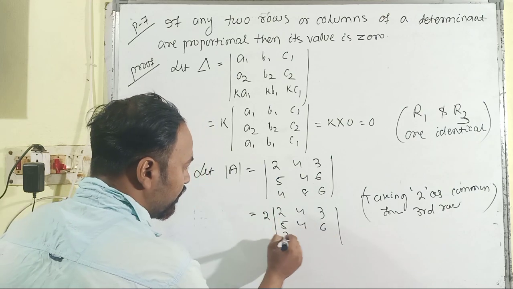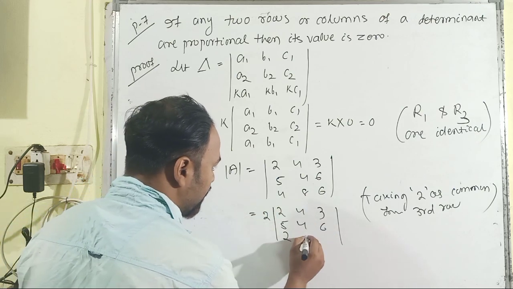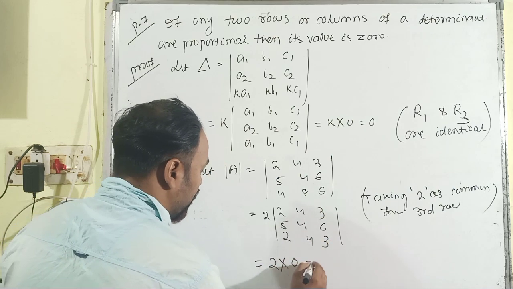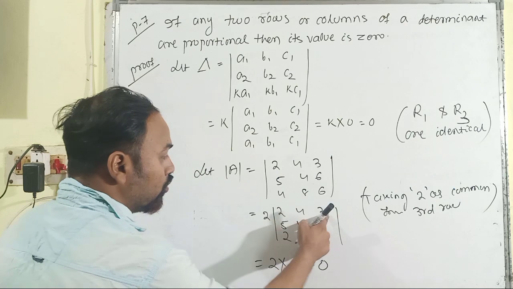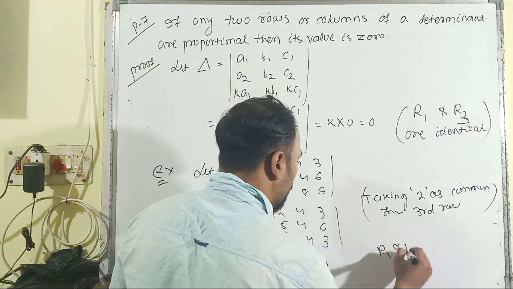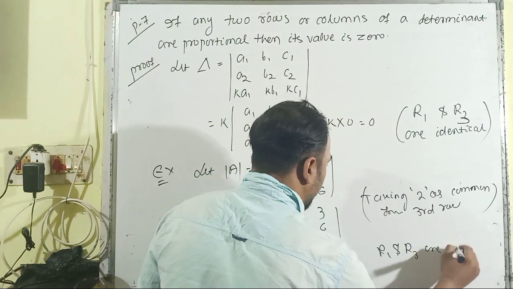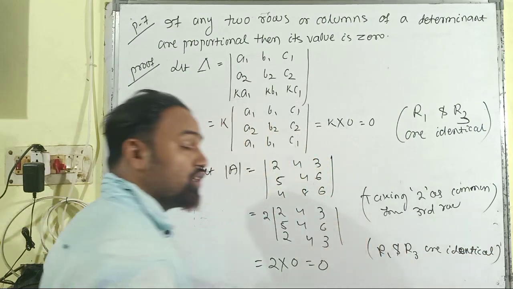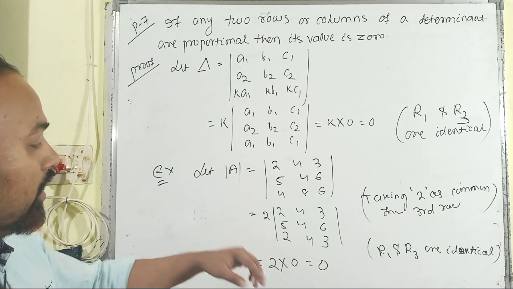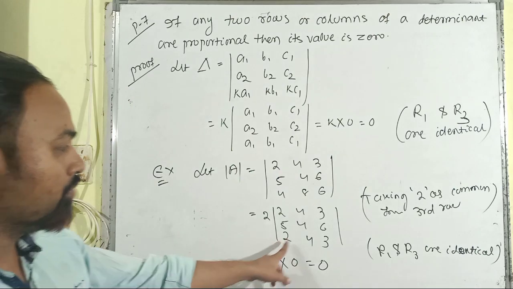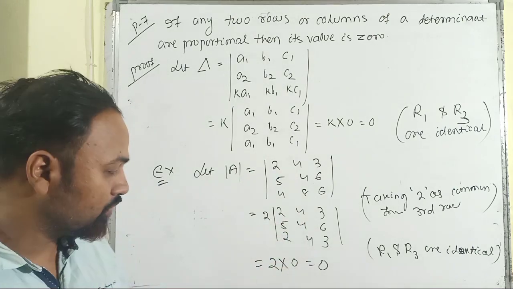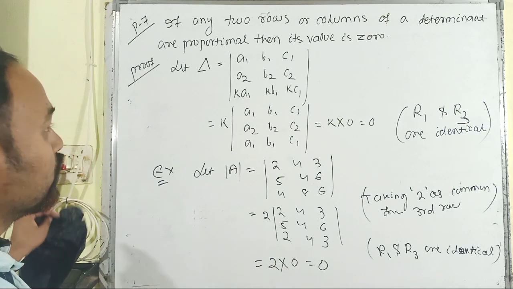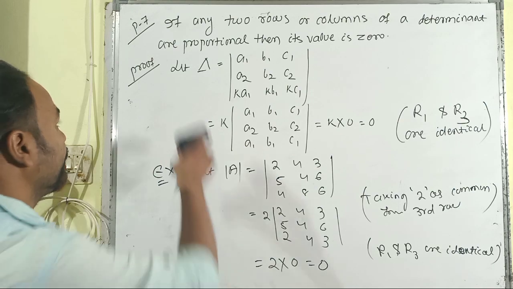Taking 2 common from 4, it is 4, then 8 becomes 4, then 6 becomes 3, and then this is equal to 0, because row 1 and row 3 are identical. As they are identical, by the properties of determinants, we can simply write that this given determinant is equal to 0. That means 2 multiplied with 0 is 0. Then let us move towards property number 8.